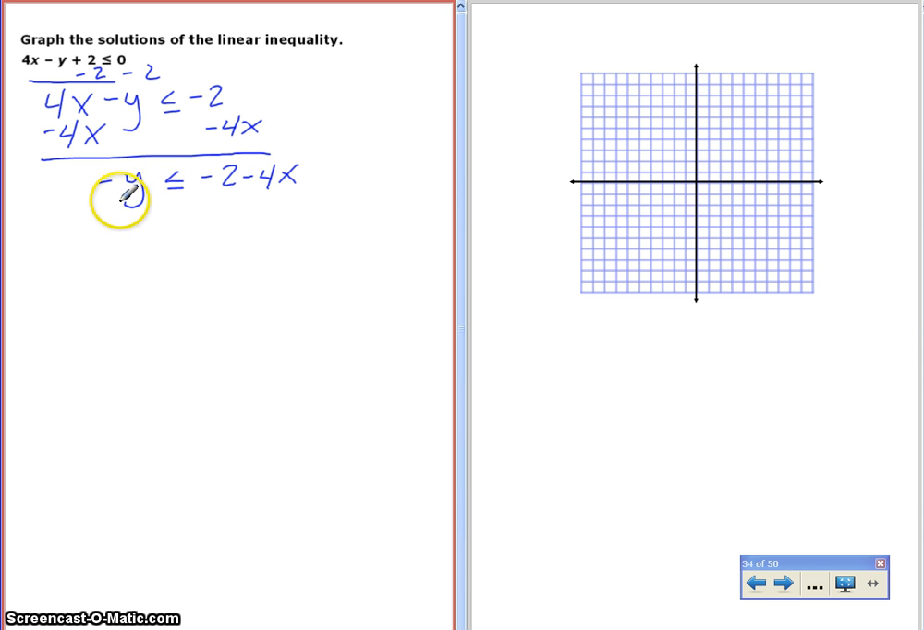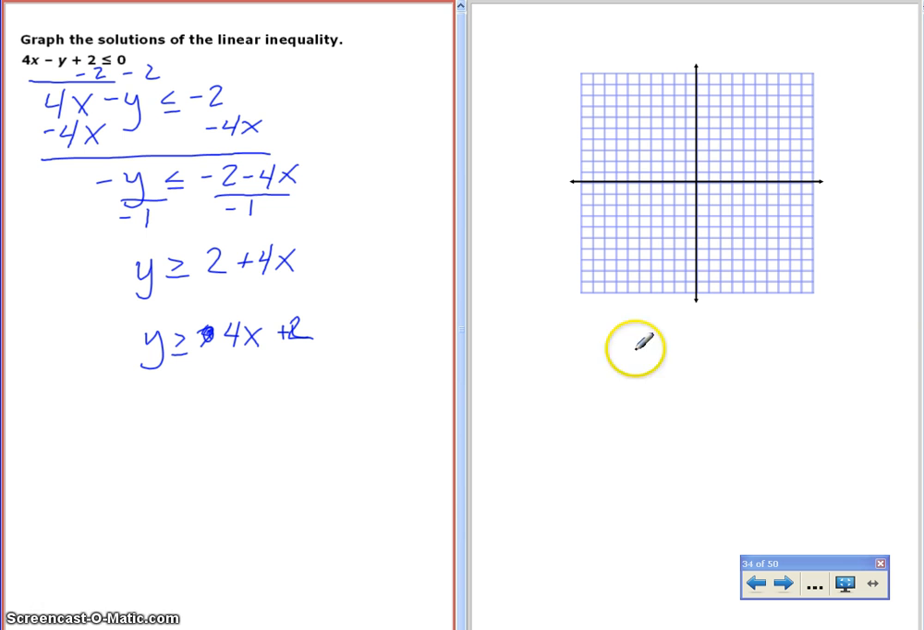Because I don't want a negative y, I'm technically dividing everything by a negative 1. I'm not sure how many of you remember back to this, but when you divide by a negative, you have to change the direction of the sign. So I now have y is greater than or equal to positive 2 plus 4x. And I'm just going to go ahead and rewrite it. y is greater than or equal to 4x plus 2, just to make it a little easier. Whoops. There's my 2 there.